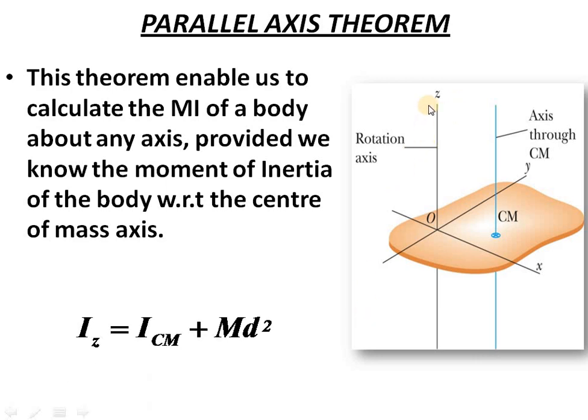The moment of inertia with respect to the z-axis is equal to the moment of inertia with respect to the center of mass axis plus M d square, where M is the mass of the whole body and d square is the square of the perpendicular distance between the axes. So Iz equals ICM plus M d square. This equation is the parallel axis theorem.